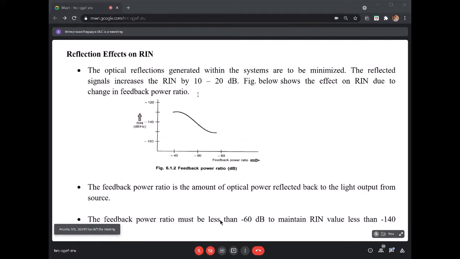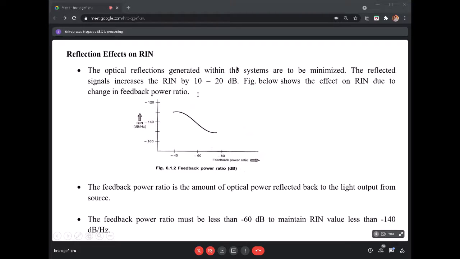So next is the reflection effects of RIN. So what is this reflection effect? As you all know, when current is applied to the laser and the light is emitted continuously, some portions of the light get reflected back. So these are optical reflections generated within the system.